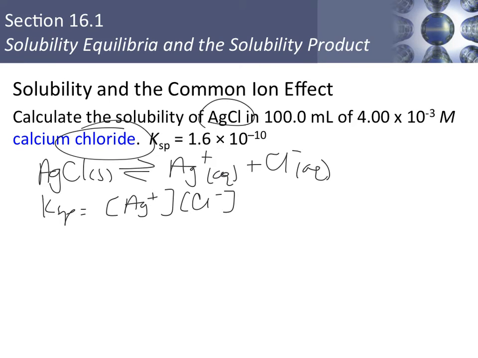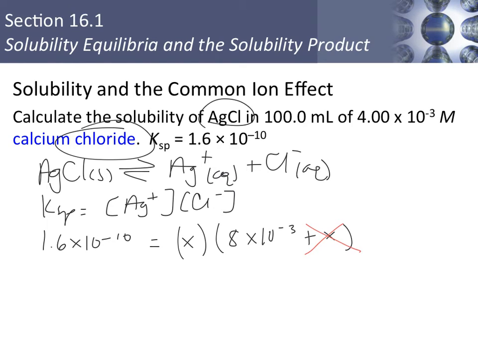Here's our equilibrium expression. Normally we would put in X for the silver ion concentration and X for the chloride ion concentration, but we already have a common ion, chloride. So the concentration of the chloride ion becomes 8 times 10 to the negative third plus X. However, I can simplify this since the KSP is so small and get rid of this term.